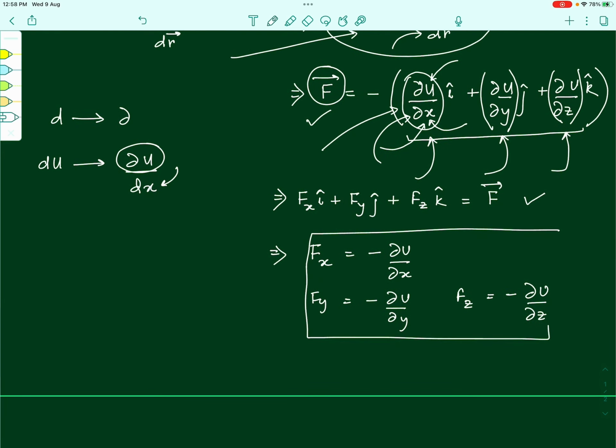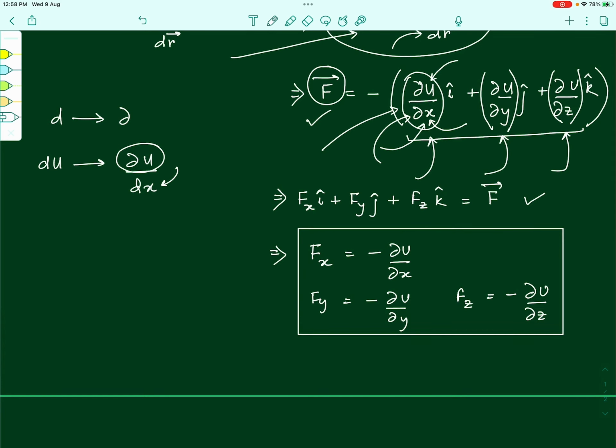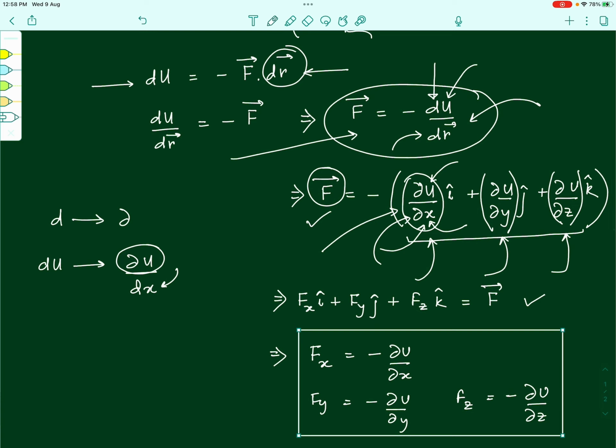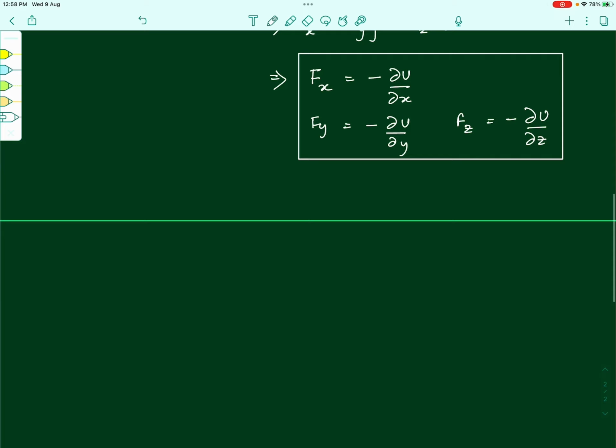So these expressions are important because they help us find all the three components of f just by using one potential energy function u. We just have to differentiate u with three different variables one at a time and find out the three components of the force f. So in that sense, this equation is an important one. We use this in questions directly. I'll give you an example to see how we work with this.